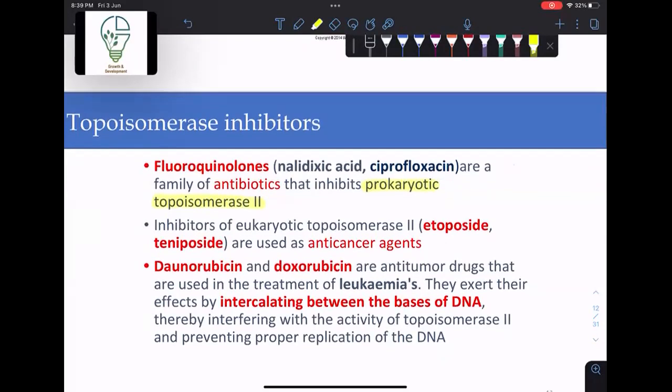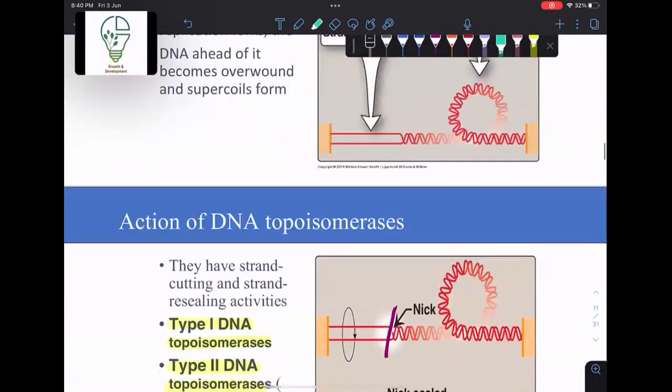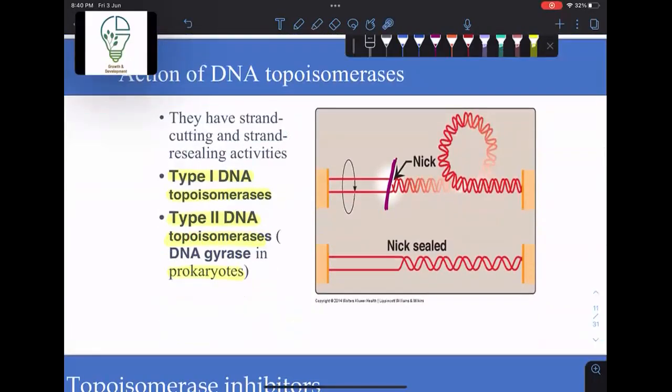So an example is drugs like etoposide, teniposide, daunorubicin, and doxorubicin. Okay, so these are 4 kinds of anti-cancer drugs. Etoposide and teniposide are anti-cancer drugs or chemotherapeutic agents that act on eukaryote topoisomerase 2. Okay, so they act on this topoisomerase. Let's go back here, this one. Okay.